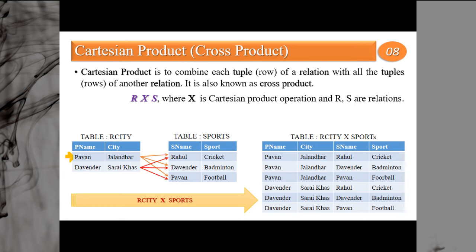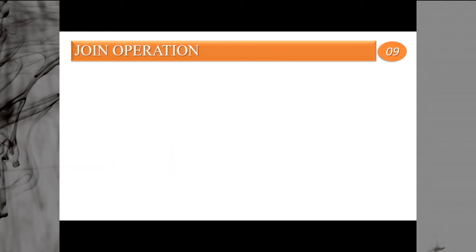The command in MySQL is very easy. You have to use the select command. You can see select star, star means all the columns. So all the columns from RCT, all the columns from sports, and since we are selecting from 2 tables here, we are using a table list. Select star from RCT, sports, that is RCT cross sports. Okay. So this is how we can perform the Cartesian product.